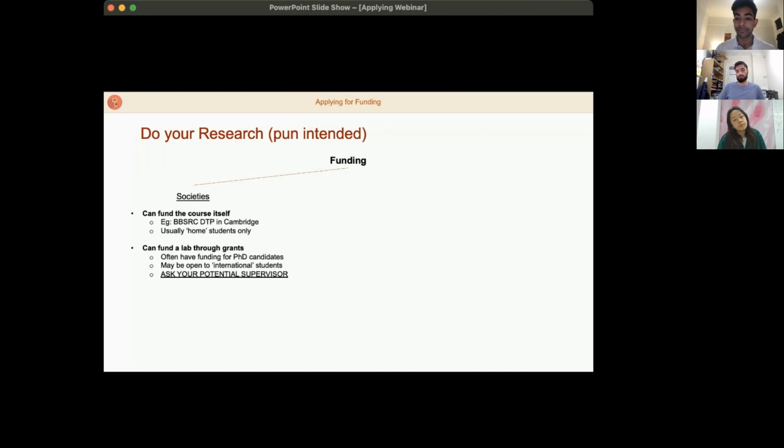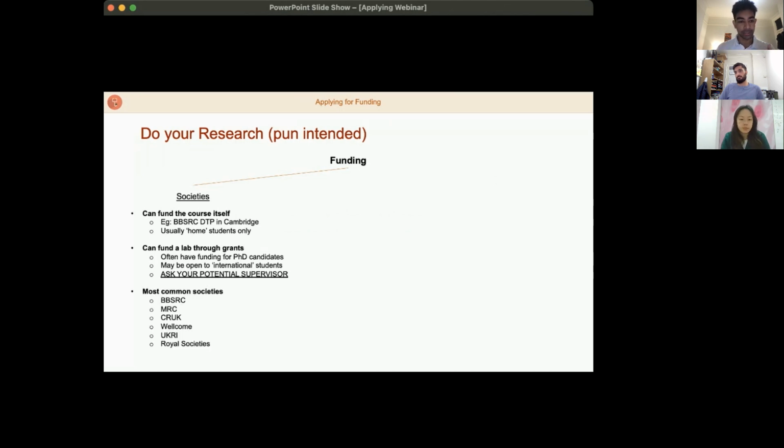But they can also fund a lab through grants. A lot of these grants have funding for PhD candidates, which is why it's so important to ask your supervisor whether they hold one of these grants and whether it already has funding for a PhD student, because that's your ideal situation where you've knocked off your PhD interview and your funding all in one go. It's a bit rare, but you should definitely ask your supervisor.